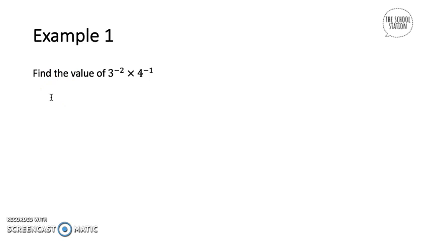So now that we've clarified the rules that we have to know, let's go on to example 1. This is asking us to find the value of 3 to the power of minus 2 times 4 to the power of minus 1. I want you guys to pause this video and try this question out. Remember to use the rules that we have learned just now and try to implement them into your work.